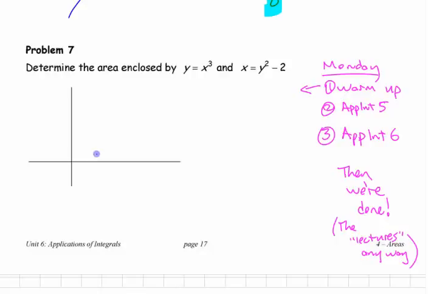If you're working on this, trying to decide what you're doing, one of the functions, y equals x cubed, looks something like this, more or less. Except that's not drawn very well, but you get the idea.